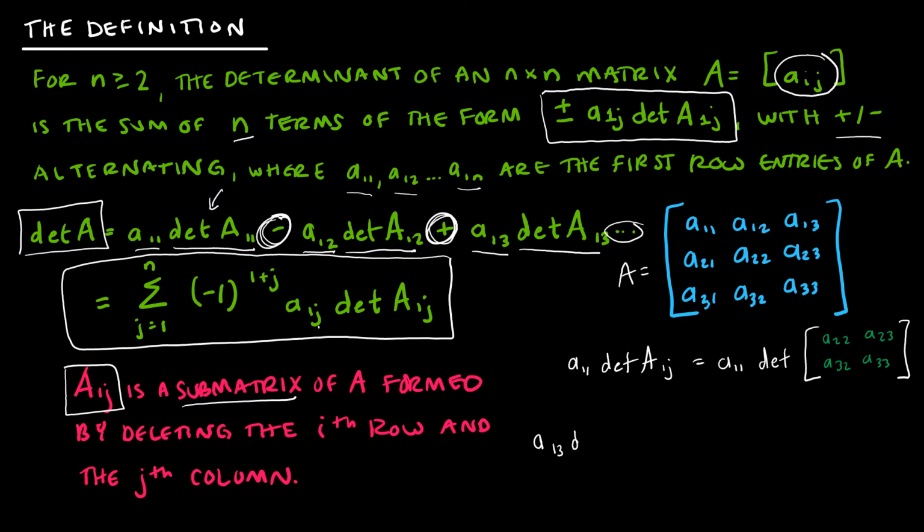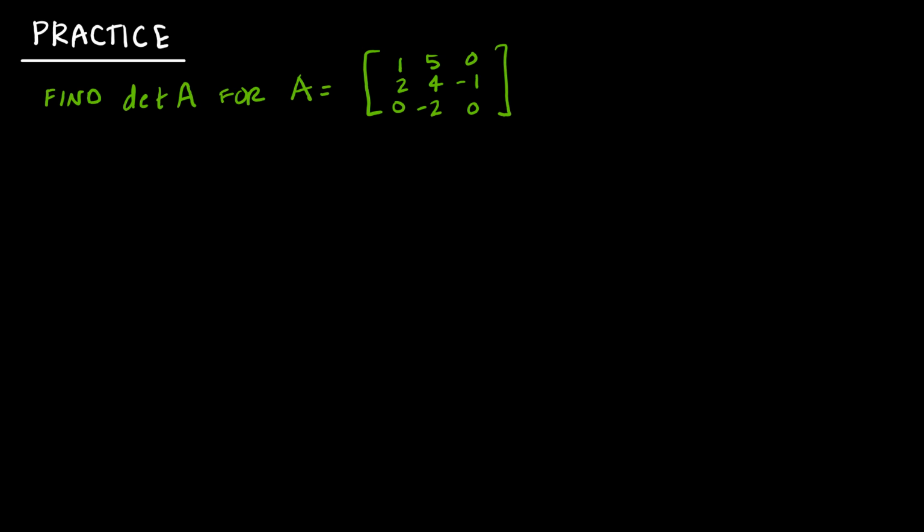A13 determinant. A13 would be whatever term is in A13, and then the determinant of, and again, if I'm looking at A13, I take the row and the column, and what's left over is A21, A22, A31, A32. So let's take a look at how this might actually work with an example using this definition.